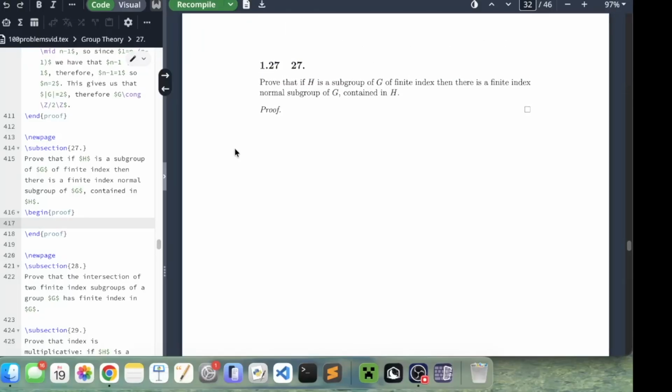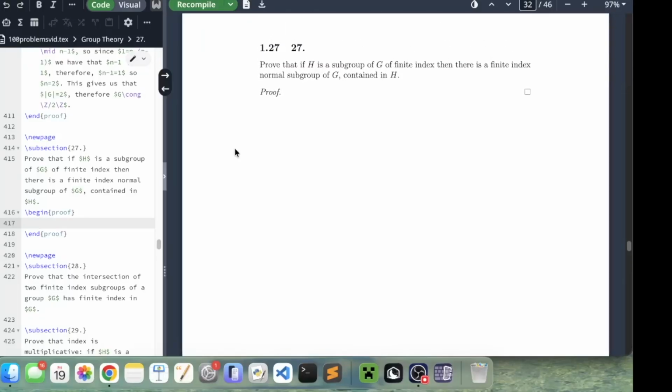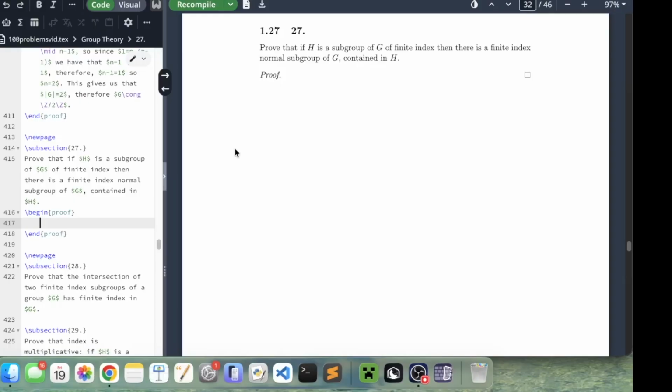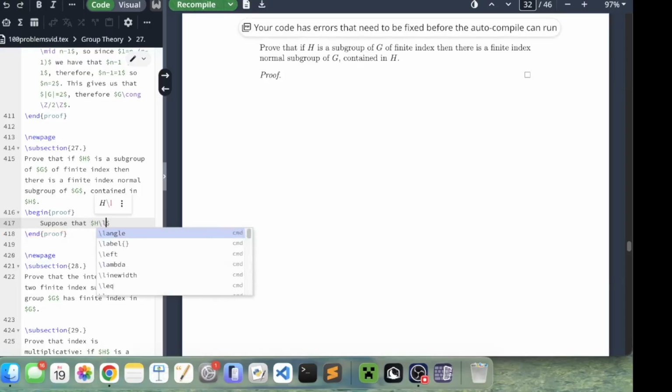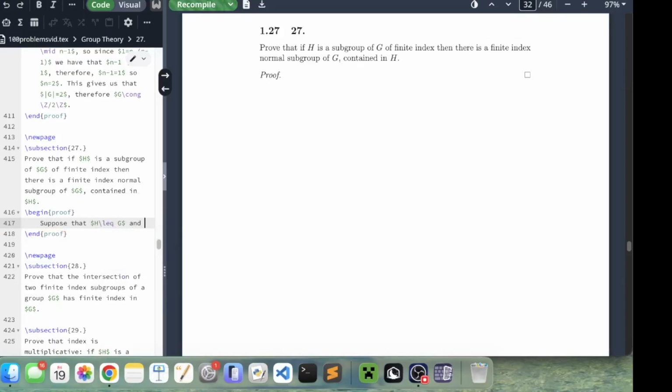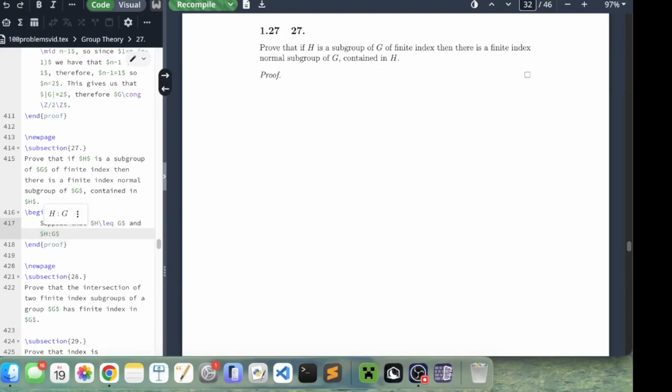Problem number 27 in group theory. Prove that if H is a subgroup of G of finite index, then there is a finite index normal subgroup of G contained in H. Okay. Suppose that H is a subgroup of G and it has finite index in G. So we'll write that like that.